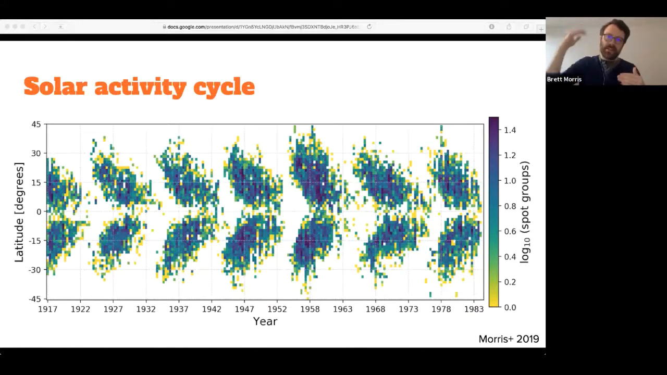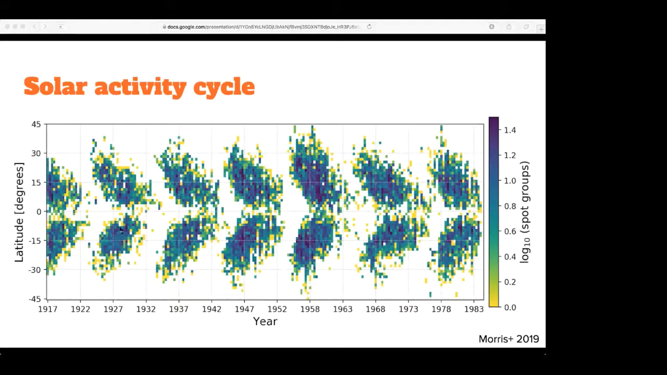On the vertical axis, we have latitude bins. And so what we're doing is we're watching as the number of star spots changes as a function of latitude and time. And you can see that spots tend to emerge first. Let's pick 1952. Right in the middle is our example.